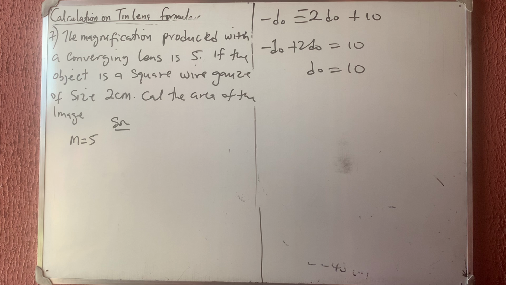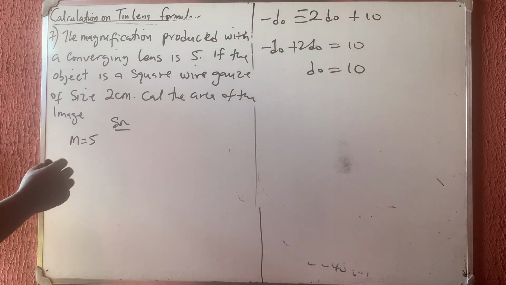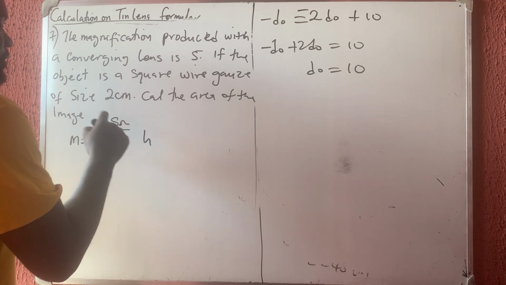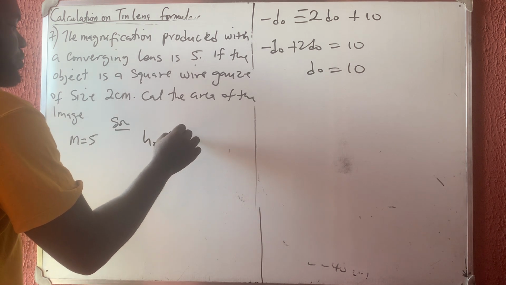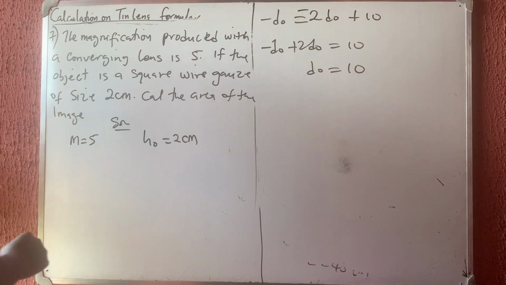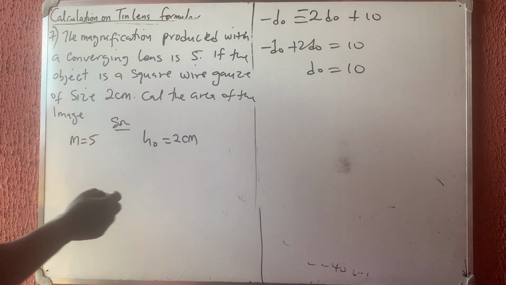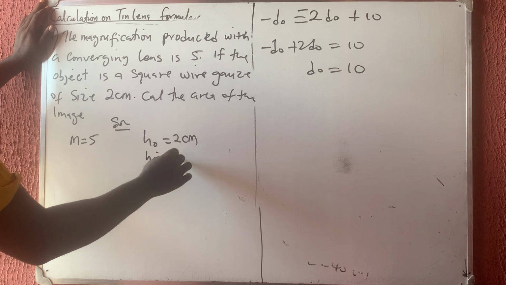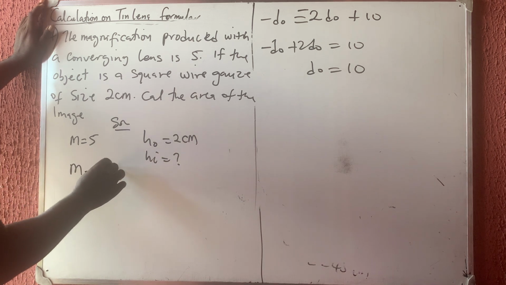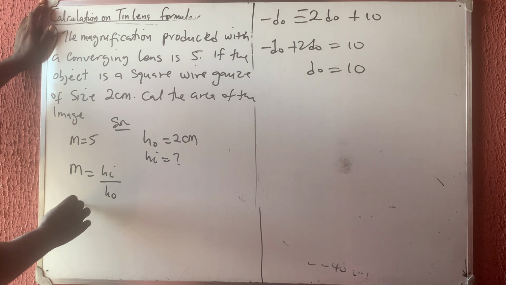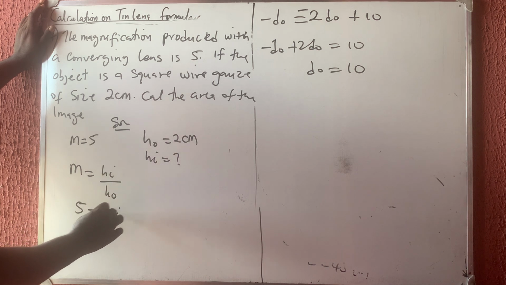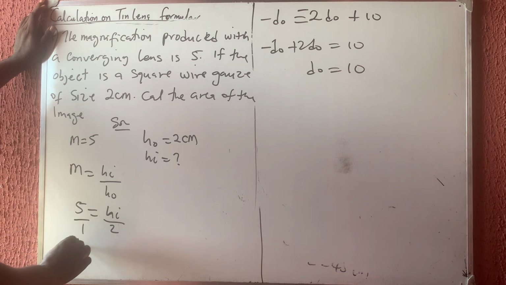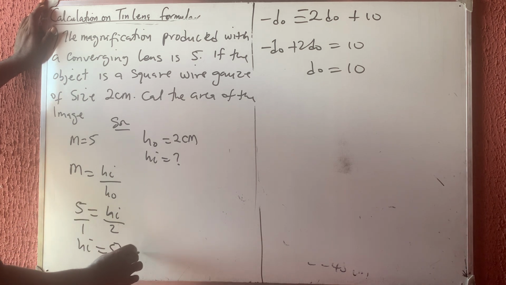So what do we have? The object is a square wire gauze of size 2 cm. So they gave us the height of the object, which is 2 cm. And the height of the image will equally be positive because the magnification is positive. So let us get the height of the image. The height of the image is unknown, but I know that M is equal to the height of the image over the height of the object. So 5 is equal to the height of the image I'm looking for over 2. If you cross multiply, the height of the image is 5 times 2, which is 10.